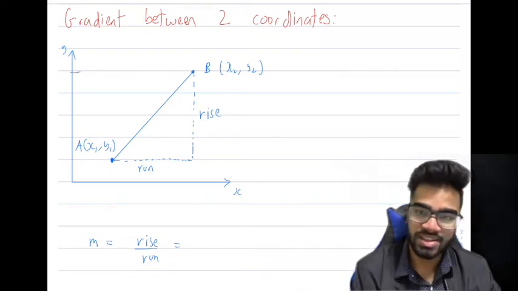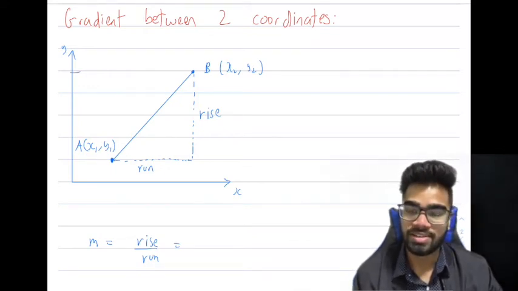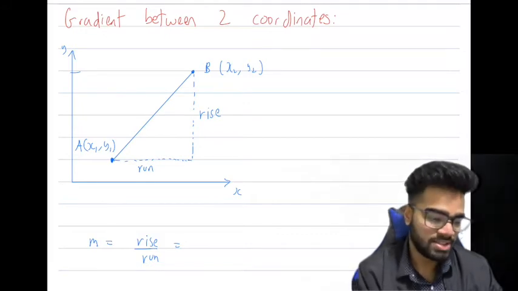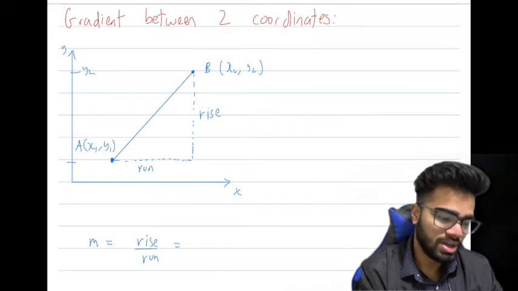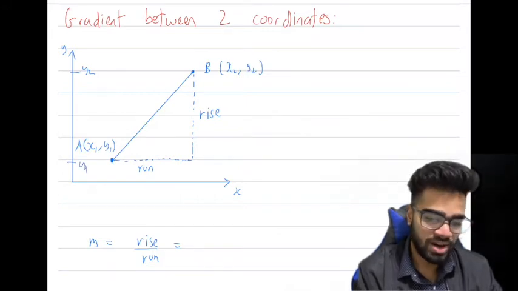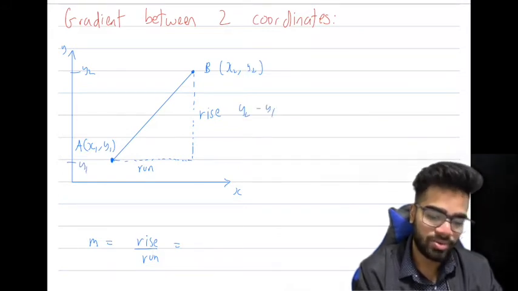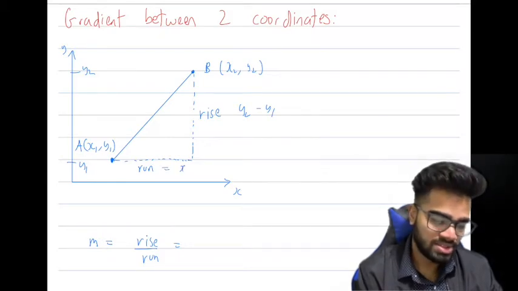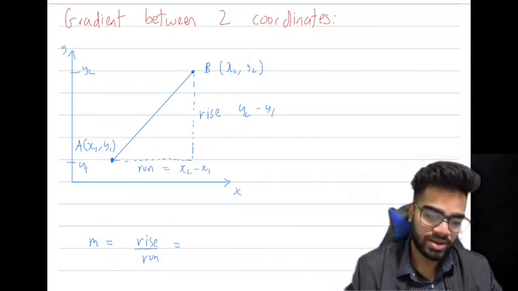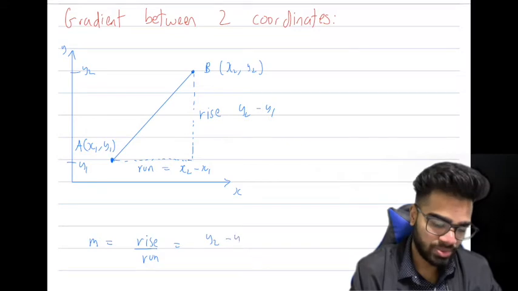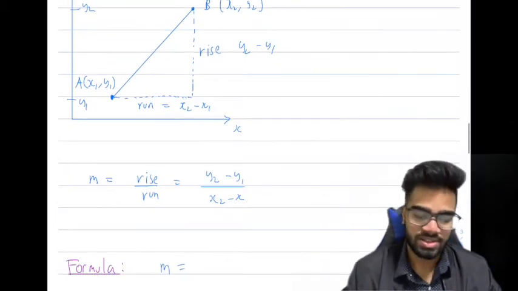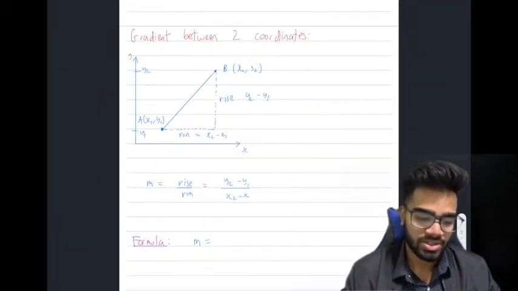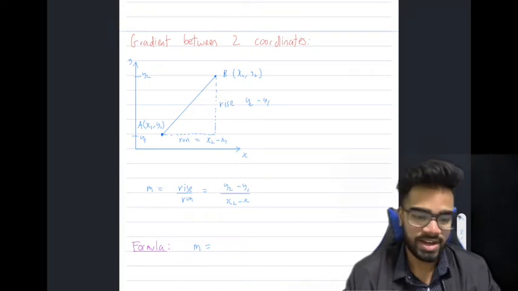So how do you calculate the rise? We did a similar process when we found distance in the previous lesson. The height of coordinate B is y2, and the height of coordinate A is y1. So rise is y2 minus y1, and run, for similar reasons, is x2 minus x1. So if rise is y2 minus y1, then gradient is y2 minus y1 over x2 minus x1, rise over run. This is the equation of the gradient.